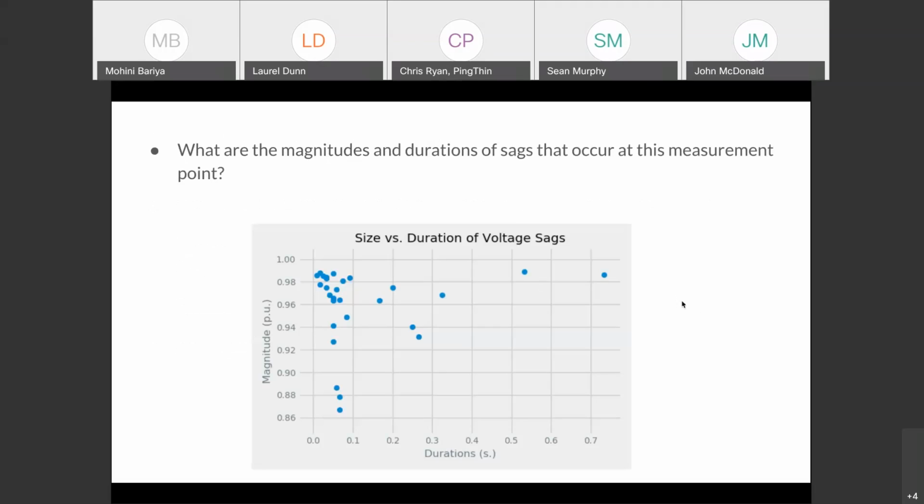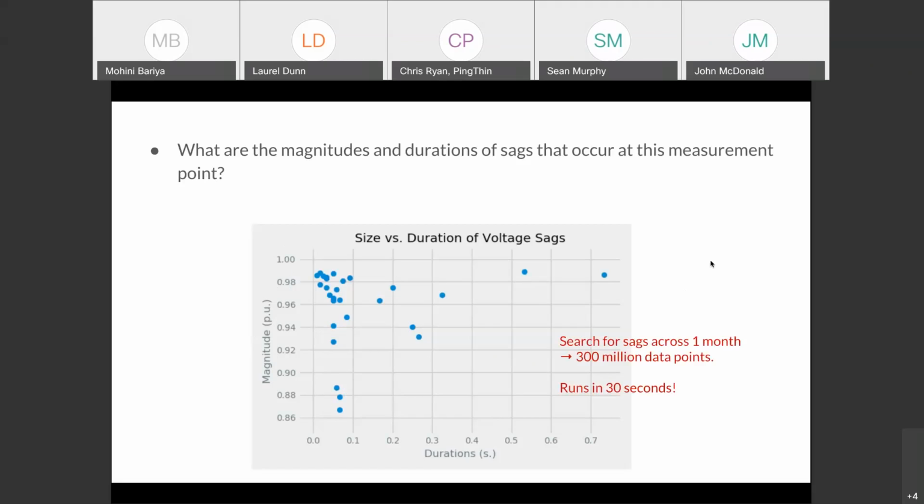So I'm answering all these questions in my Jupyter notebook using those voltage sags that I found with my algorithm. And this is in answer to the first question: what are the magnitudes and durations of sags that occur at this measurement point? So I see here's a scatter plot showing the duration of the sags on the x-axis and the magnitude on the y-axis. Or sorry, rather the magnitude shows the minimum value in the sag in per unit on the y-axis. So these here at the bottom are much larger sags.